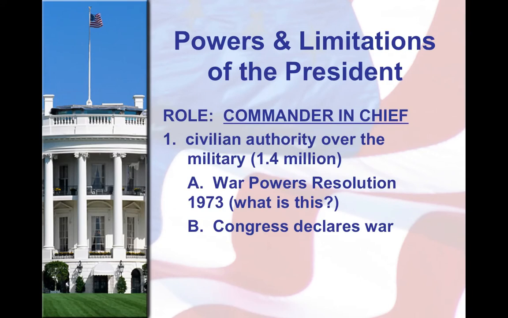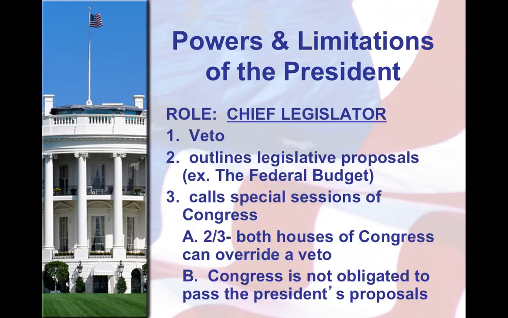We also see he's the commander-in-chief. He's a civilian authority over the military, which is roughly 1.4 million people, including the reserves. The War Powers Resolution of 1973, and then Congress declares war. The president cannot just declare war. It has to be from Congress. Once again, another check and balances example.